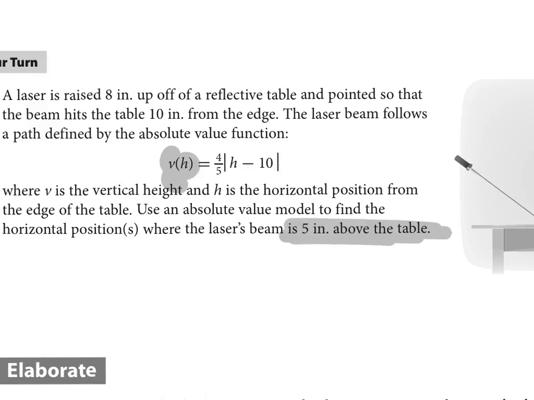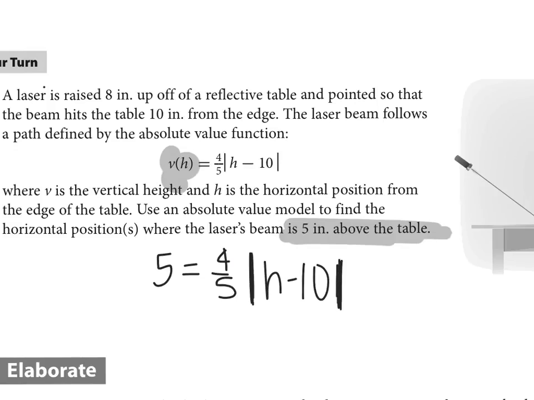Okay, so we have 5 inches above the table, which we said was our vertical height. So we're going to plug that in for V of H. My new equation is 5 equals 4/5 times the absolute value of H minus 10. It's very similar, it just has some more fractions on it. So I have 5 equals 4/5 times the absolute value of H minus 10.